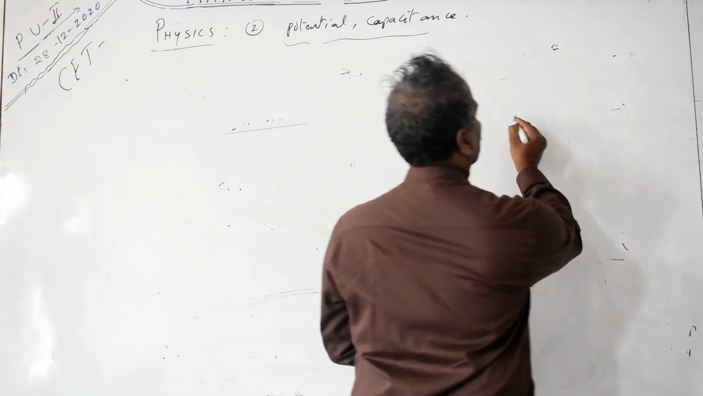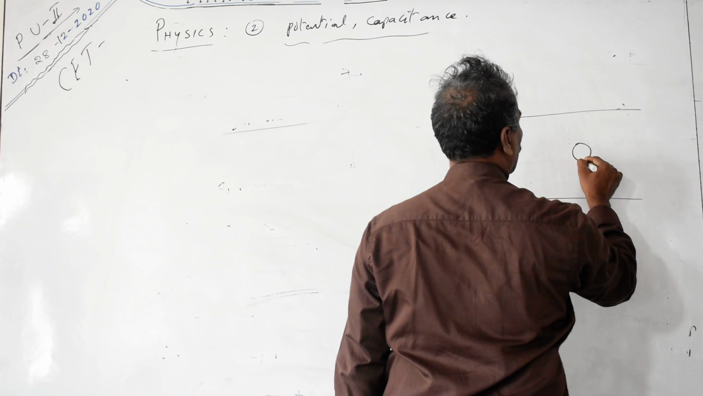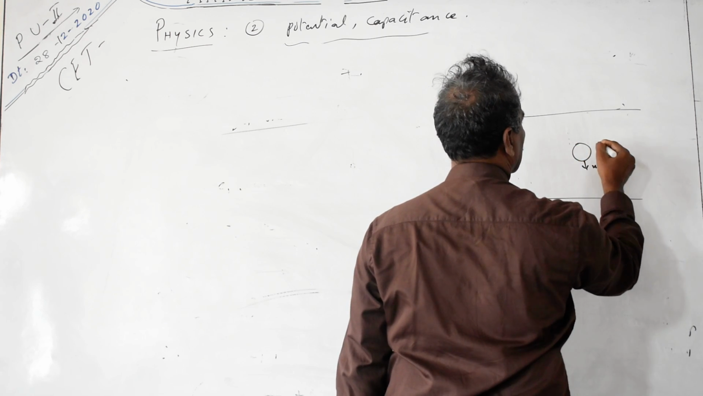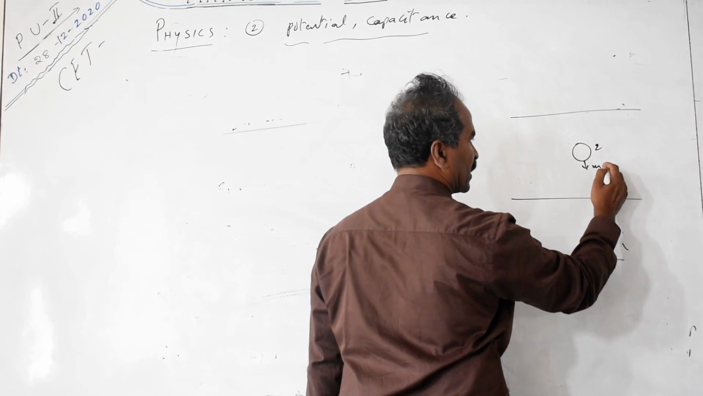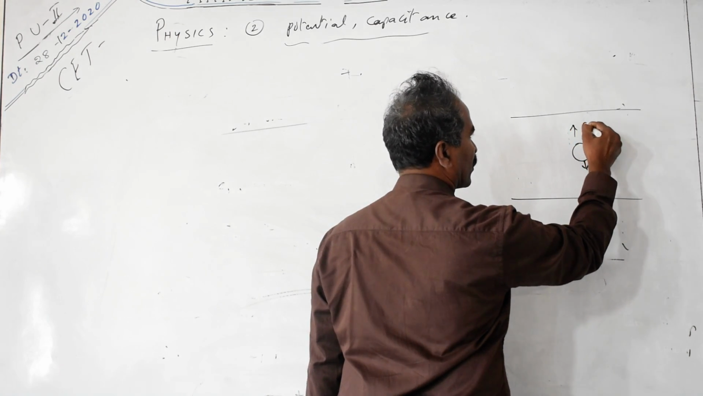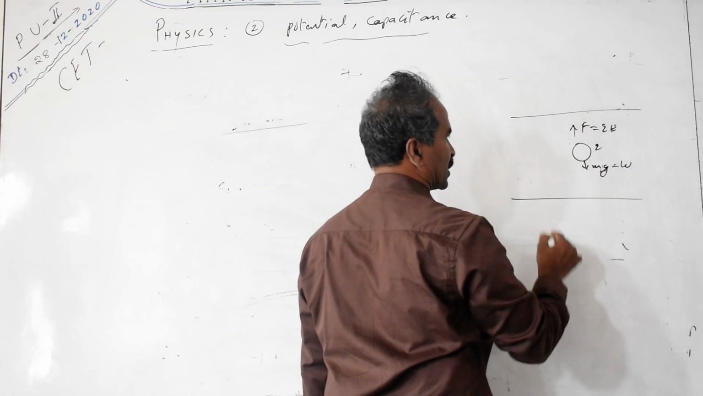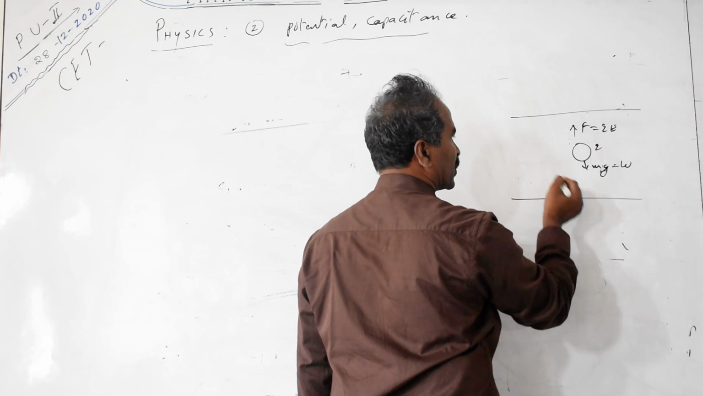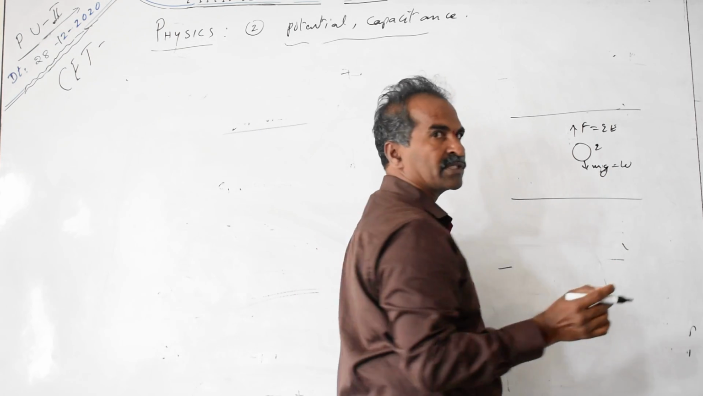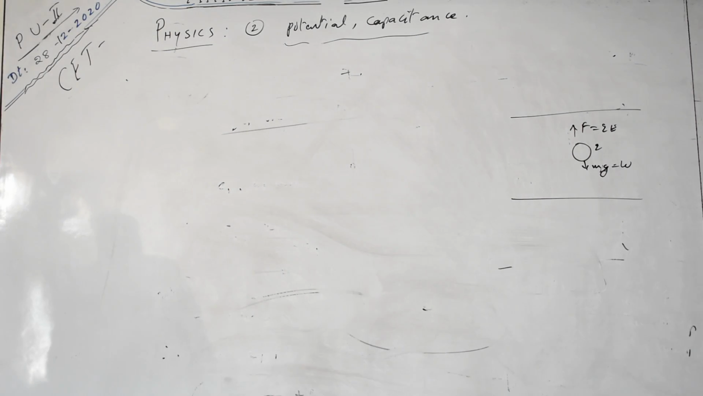Two plates are taken. Between the two plates, one oil drop of mass m, charge q is suspended. Suspended means the weight acting downwards is balanced by the upward force. The upward force is qE, which must equal the downward weight mg. If it is a negatively charged particle and the electric field is downwards, the force will be upwards. If they give the direction of the electric field, they may also ask the nature of the charge.